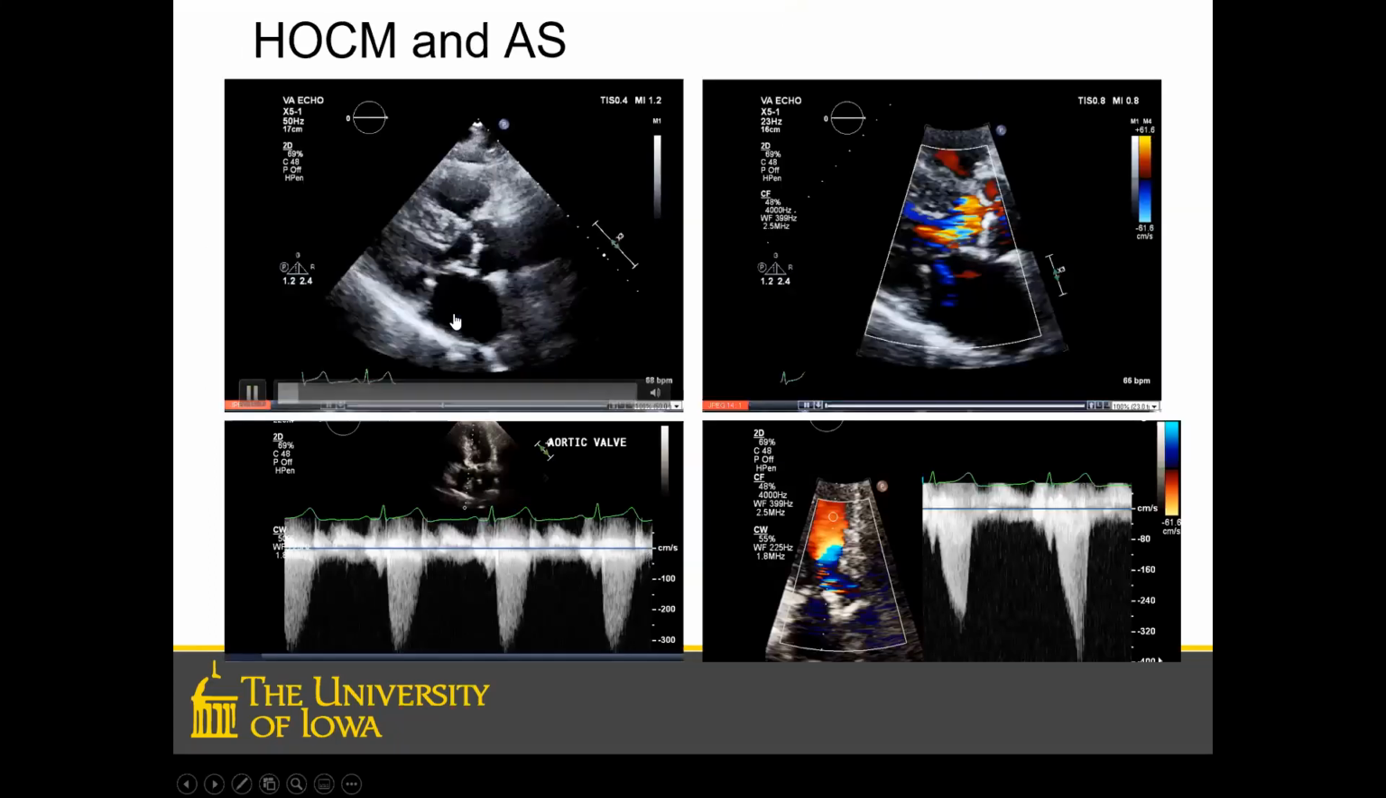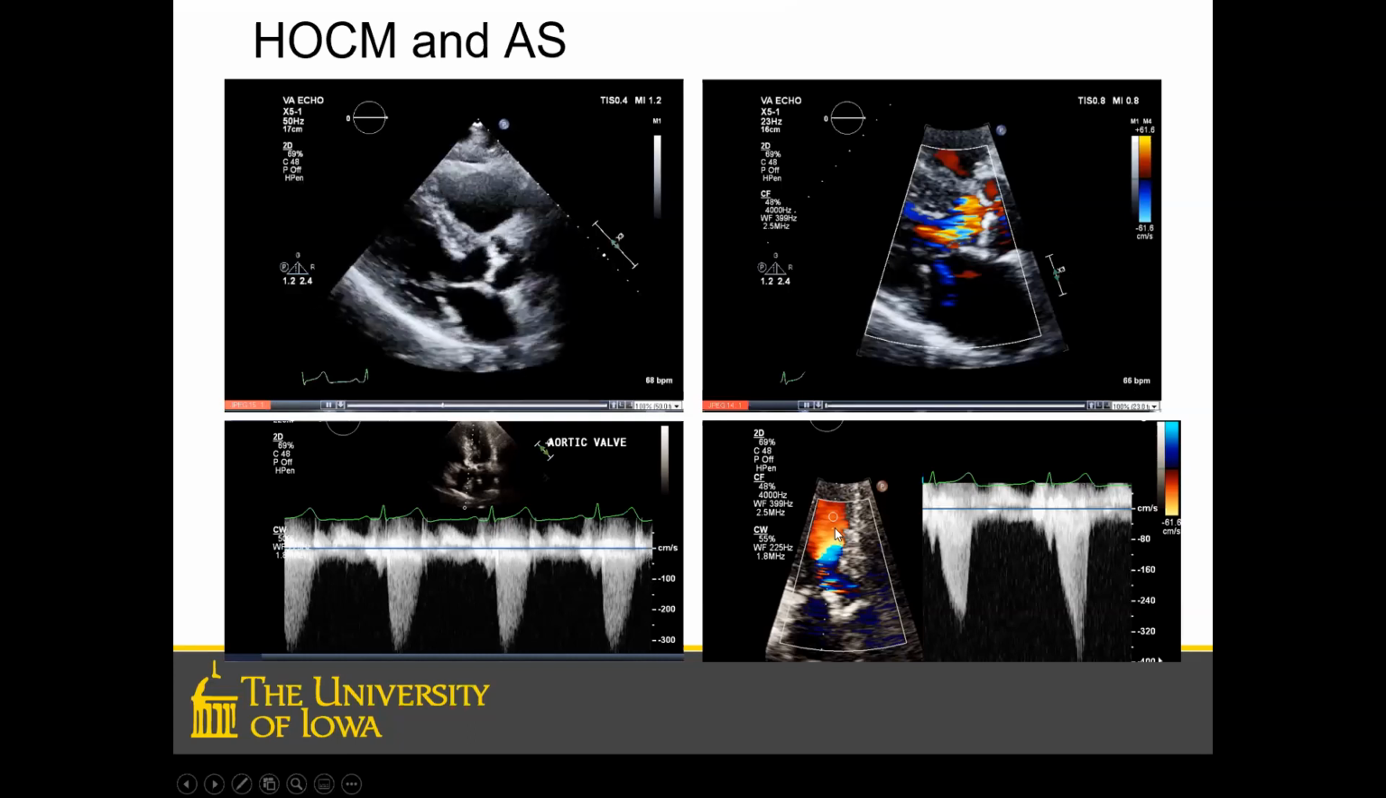And this was just an example trying to show that this patient has some AS and LVOT obstruction. So when you go through with continuous wave, it's hard to separate out where the LVOT obstruction is and where the AS is.